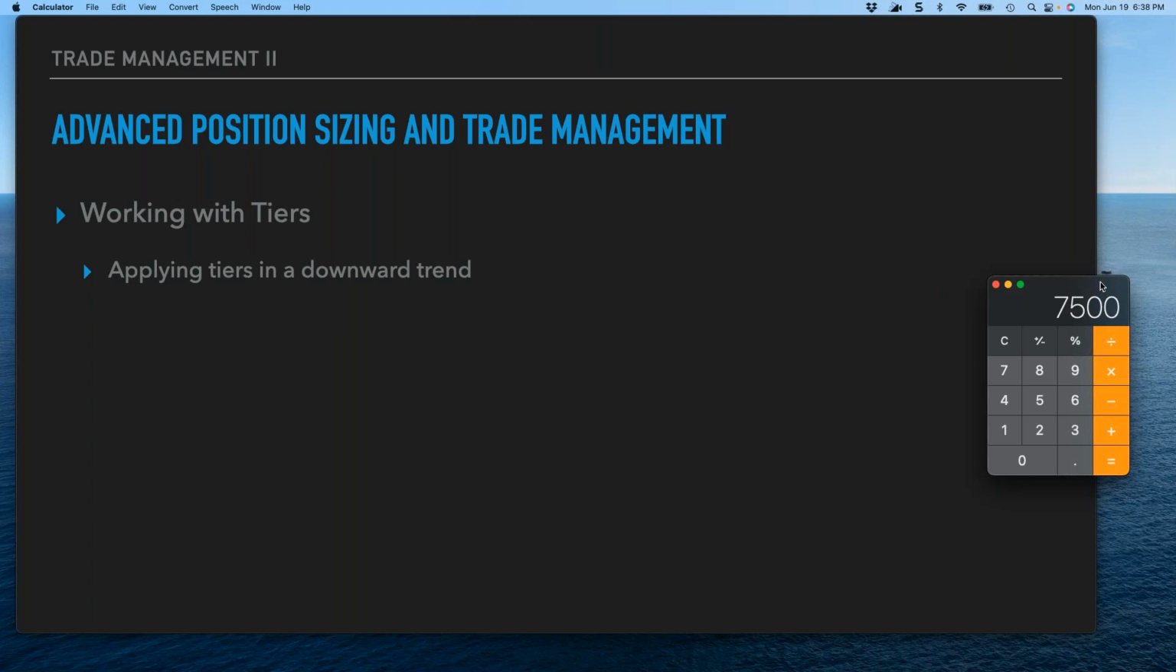The idea behind working with a tiering system is that I may be able to break up that $7,500 into 2, 3, possibly even more trades, depending on the stock's price and what the overall price movement is like. This provides you an opportunity to work with stocks in a downward trend in a way that you're not able to do if you put the entire amount of capital allocation into the trade right up front. Let me show you an example. Just a moment.